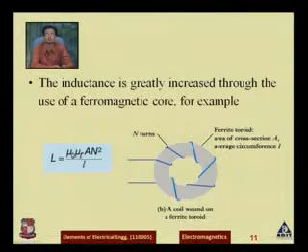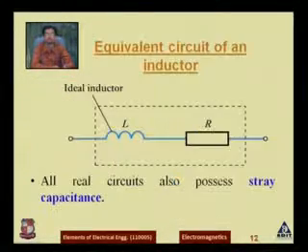The inductance is greatly increased through the use of a ferromagnetic core. For example, with a ferrite core of cross-section area A and average circumference l, the inductance L of the inductor is equal to mu 0 mu r A N squared divided by l. So this is the basic way to increase the inductance of an inductor. If we increase the length, we will not get more inductance.